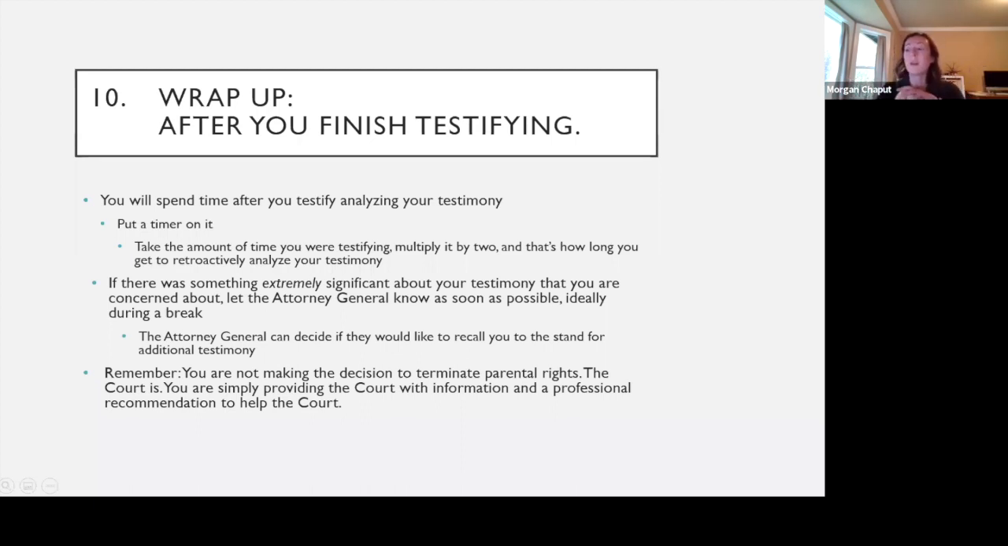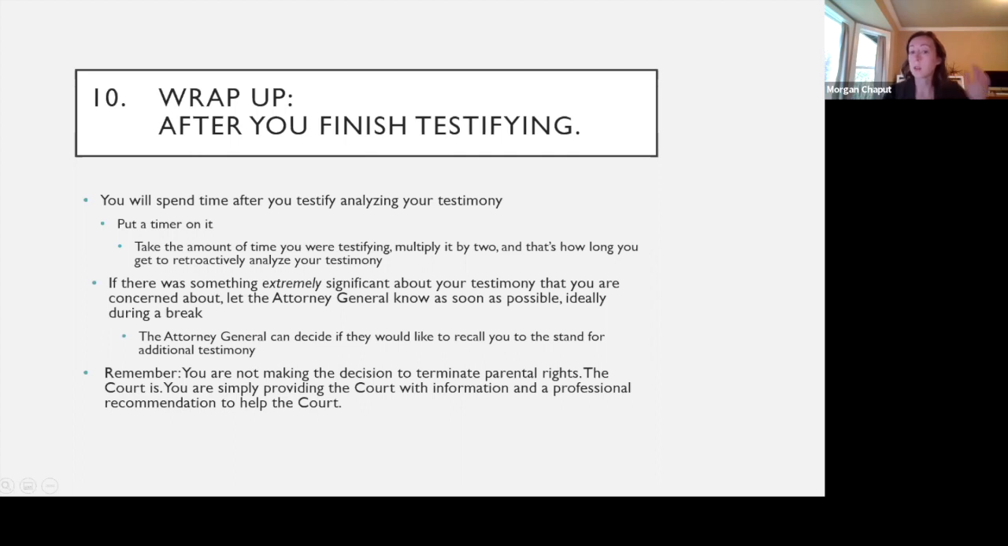Okay. If there was something extremely significant about your testimony that you're concerned about, let the Attorney General know as soon as possible, ideally during a break in the case. As you know, court usually, at least in Pierce County Court, starts at 9. We take a break about 10:15, and we get back on the record until about noon, and then we start again at 1:30, take an afternoon break, etc.